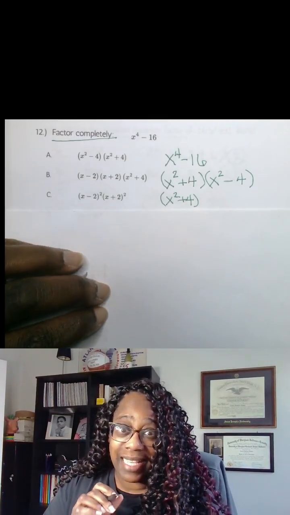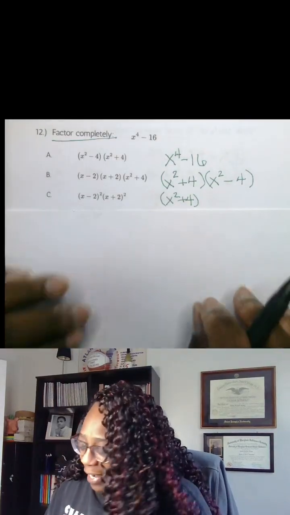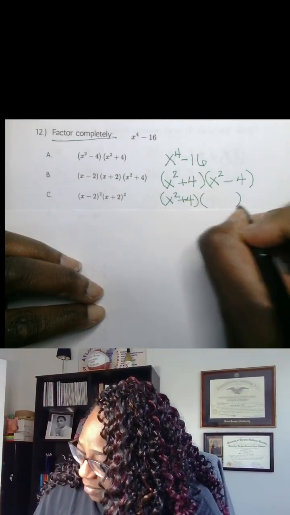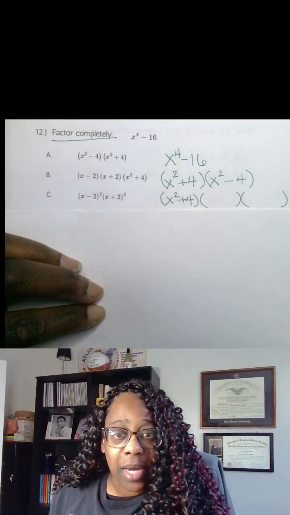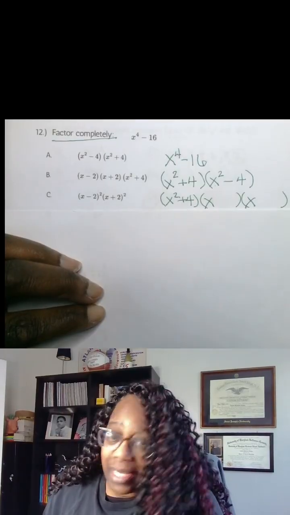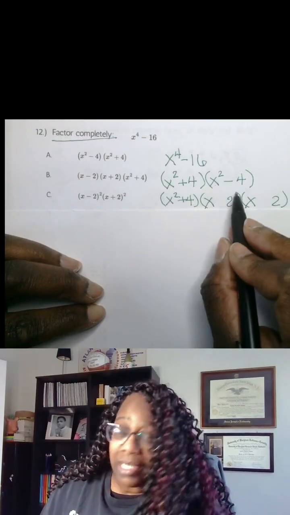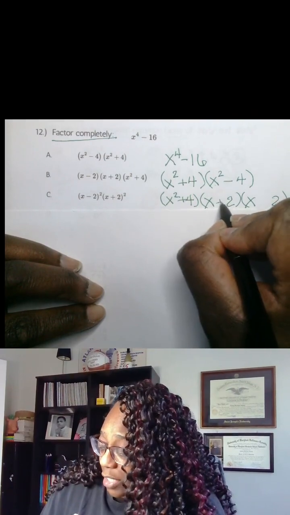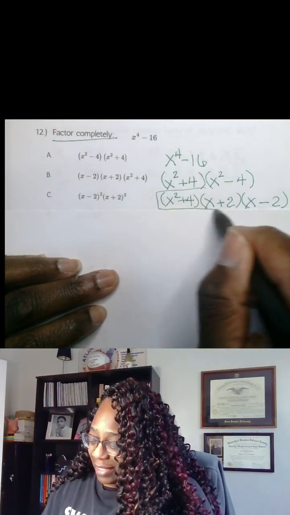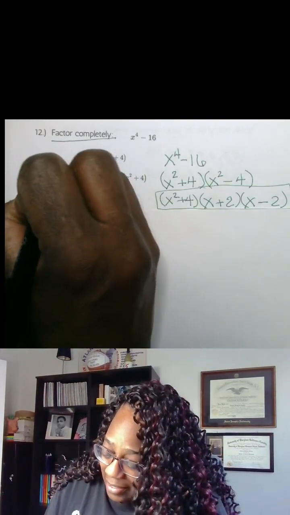Now a lot of people that said A, they're like, wait, is it A? Hold on to it. We can break this down again because we have perfect squares here. The square root of x squared is x. The square root of 4 is 2. But since it's a negative 4, we have one that's positive and one that's negative. This is your final answer. So the answer is B.